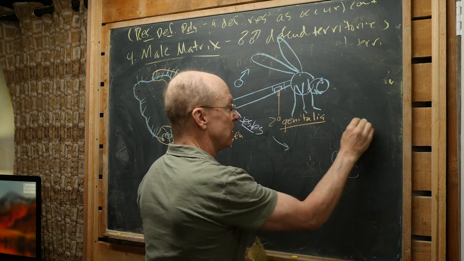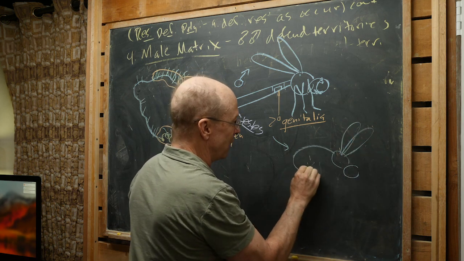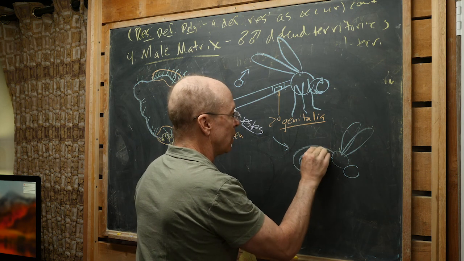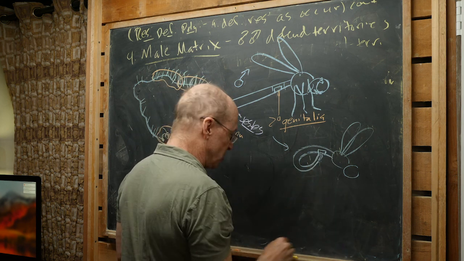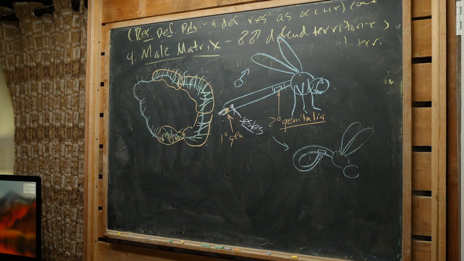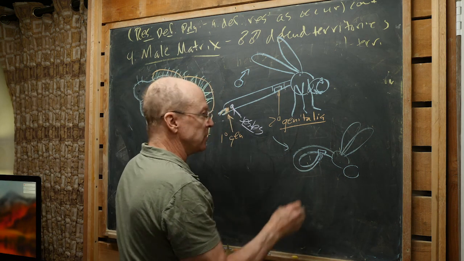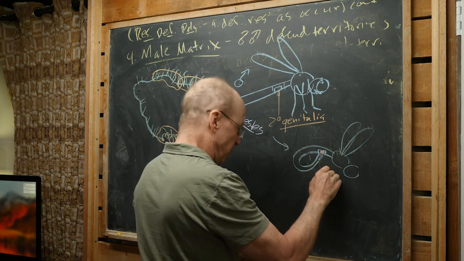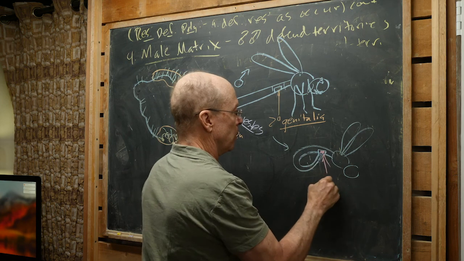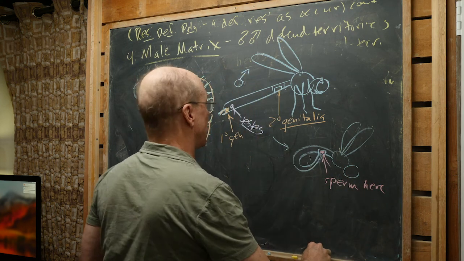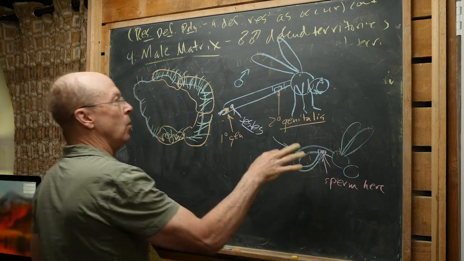I'll make this picture a little bit different. Fold his body around and kind of store packets of sperm here. Let's get another piece of colored chalk here. So then he's going to basically deposit sperm packets here. And now he's ready to go. And so this is a male.